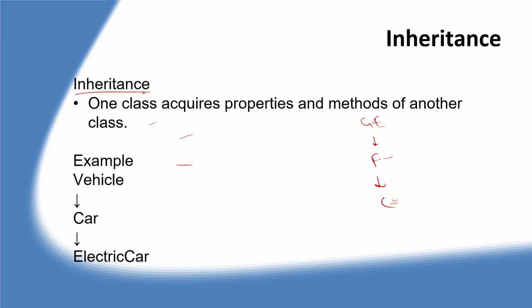So the child will have some similarity of behaviors of the father, right? Something will be similar to the father, and the father will have some similarity of behavior to the grandfather. Think of it that way. So grandfather will have some behavior, and that behavior will automatically come to the father. Then the father will also have some behavior, and that behavior will automatically come to the child.